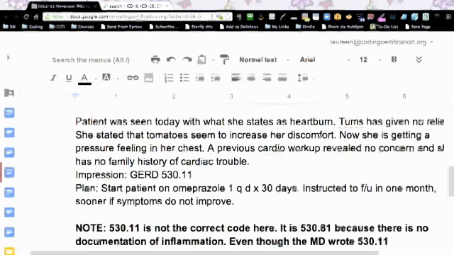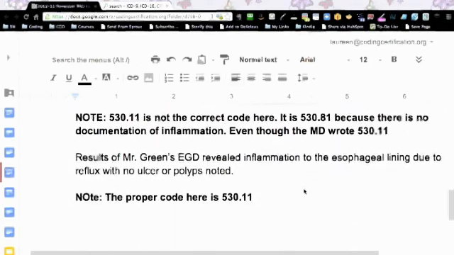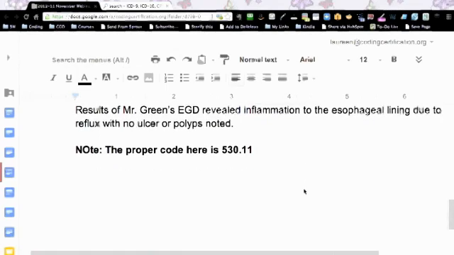Let's scroll down a little bit. I have another example. Result for Mr. Green's EGD revealed inflammation of the esophageal lining due to reflux with no ulcer or polyps noted. 530.11. That guy's got gastroesophagitis. He's inflamed. So 530.11 is the proper code. So know your terminology, know your prefixes and suffixes, because they really do play a part in what is the proper code to use. These are the type of things that they'll get you on the exam. They'll give you a choice of 530.11 for GERD, and that is not the proper code unless inflammation is indicated in the documentation.